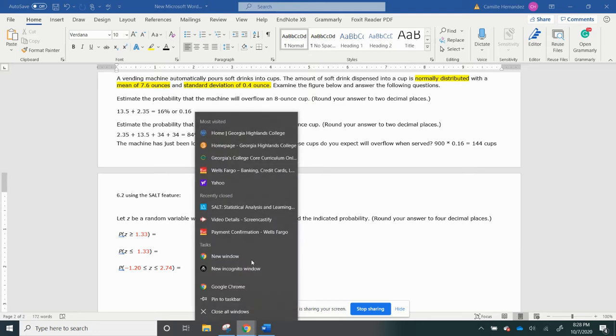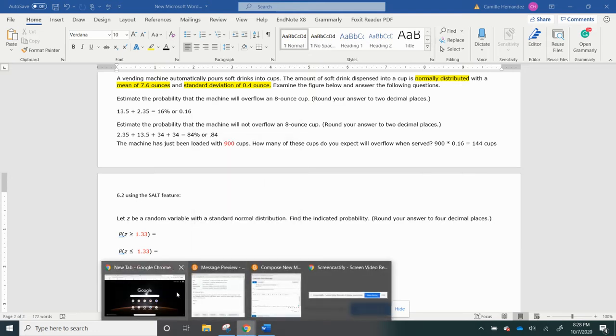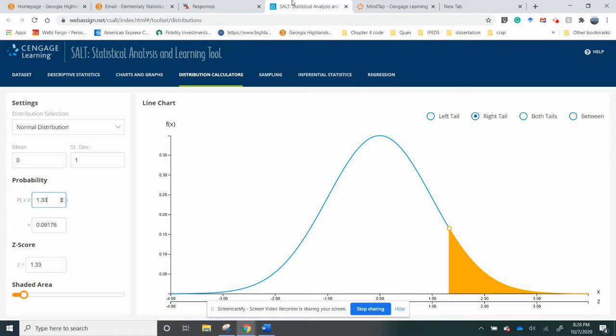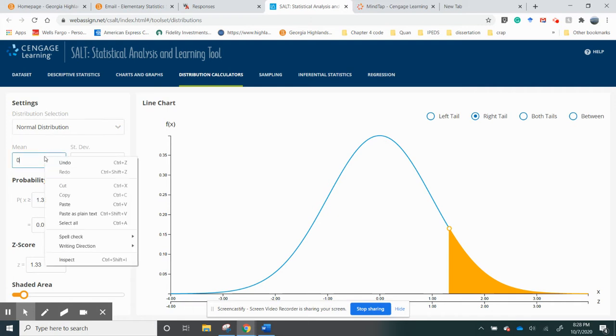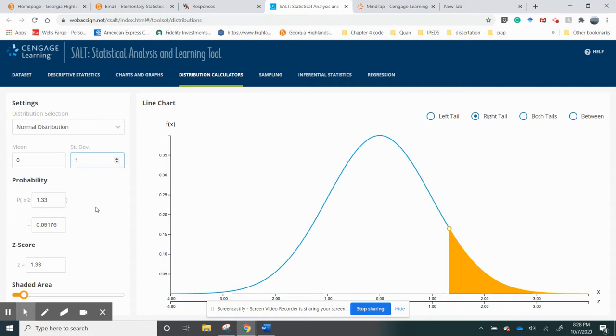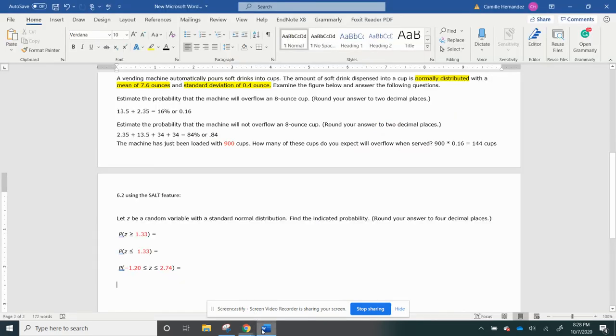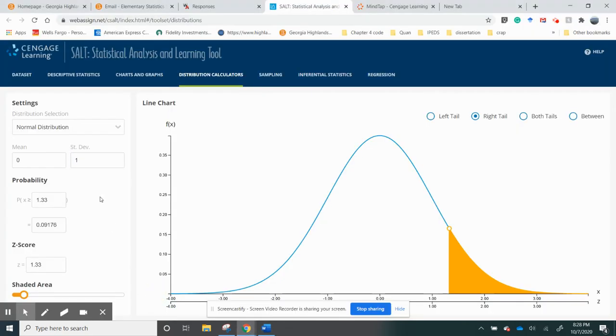If you've not used the SALT feature before, let me find it. What you want to make sure is you have normal distribution selected. When you're not given a mean or a standard deviation, you put 0 for the mean and 1 for the standard deviation. For this one, it wants greater than or equal to, so that means I have to pick right tails.